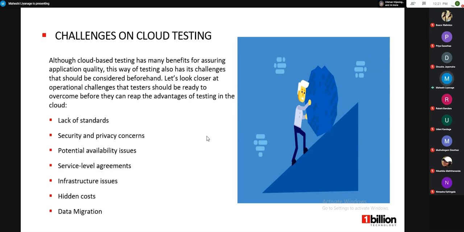Data migration from one cloud provider to another is a huge challenge because the providers may have different database schemas, and it requires a lot of effort to understand the data fields, and also the relationships and how they are mapped across the applications. So these are some of the challenges that testers may face, so we have to be ready to overcome those things.